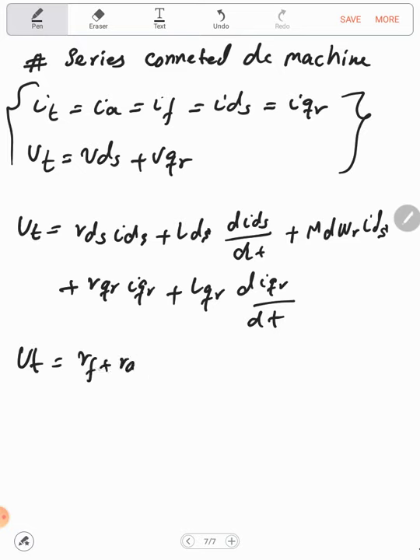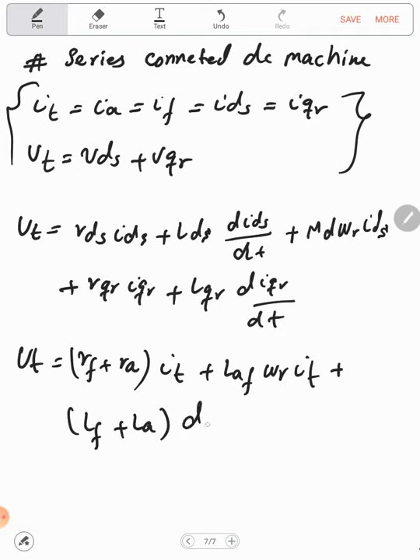plus RA multiplied by I total plus MAF, or LAF. Let's use LAF. LAF omega R IT plus LF plus LA dIT by dt.